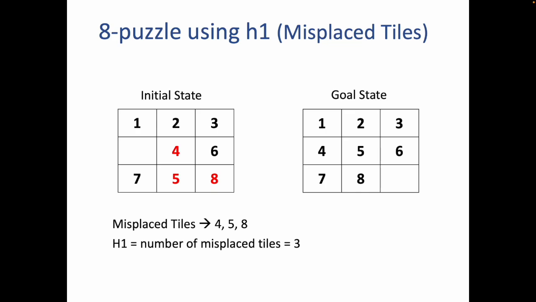Now, having that in mind, we also solved a puzzle using misplaced tiles and also Manhattan distance. So we said, let's say this is the initial state and this is your goal state. What is the number of misplaced tiles here? 1 is in its correct position, 2 is right, 3 is in the right place. So the only ones are 4, 5, and 8. So your heuristic here is 3, right?